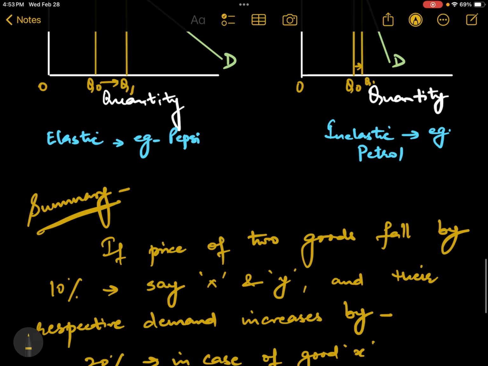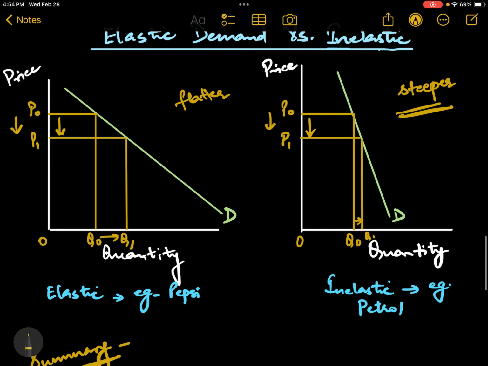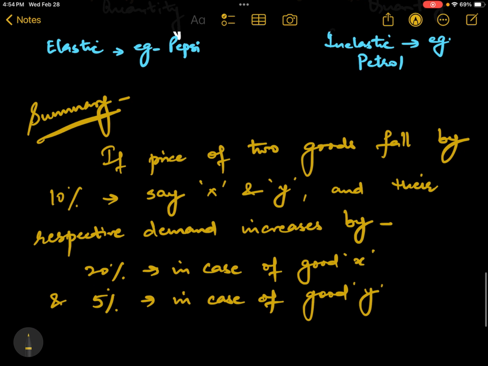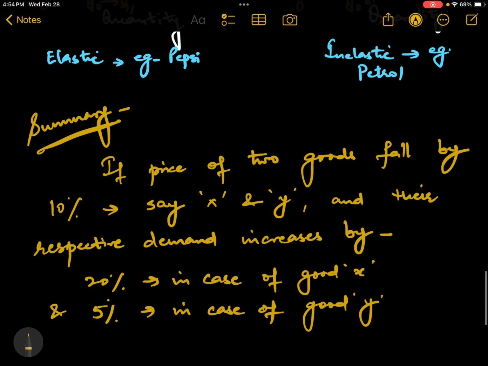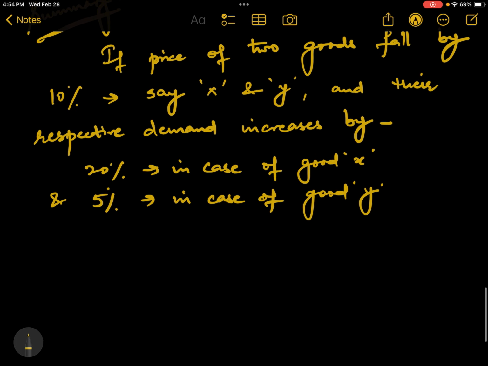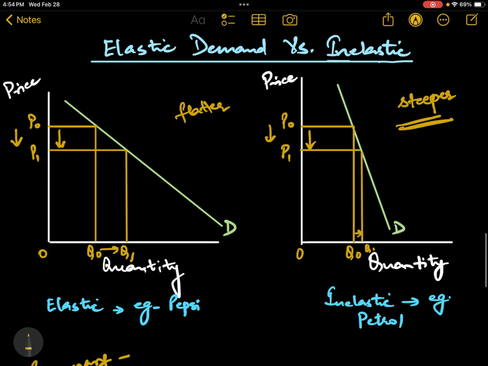So let's summarize this concept of elastic or inelastic demand. What we are trying to understand here is that if the price of two goods, say good X and Y, falls by 10%, and their respective demand increases by 20% for good X and 5% for good Y, then it means that good X has elastic demand and good Y has relatively inelastic demand. And this is what we are trying to show with these two diagrams.